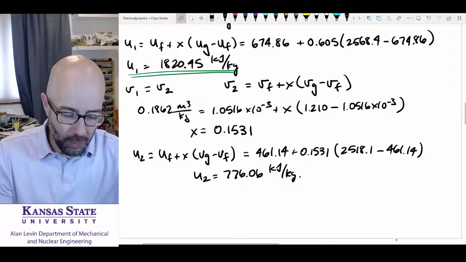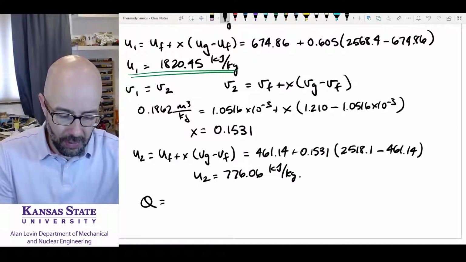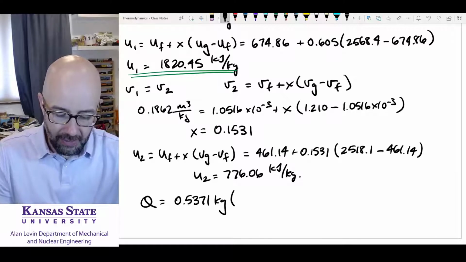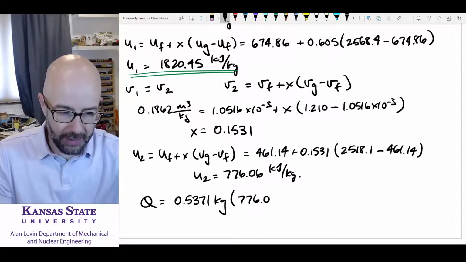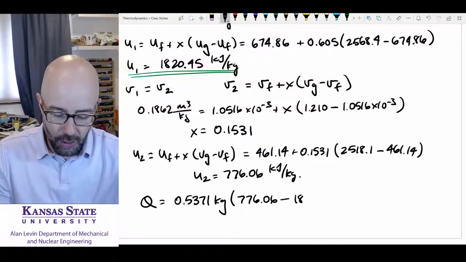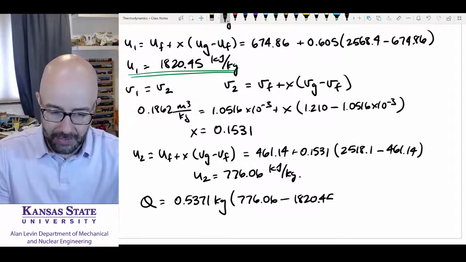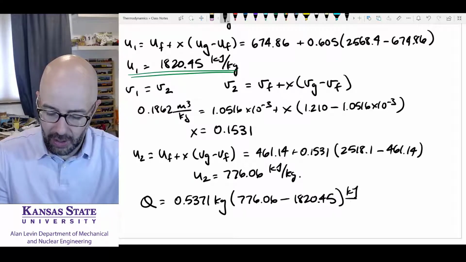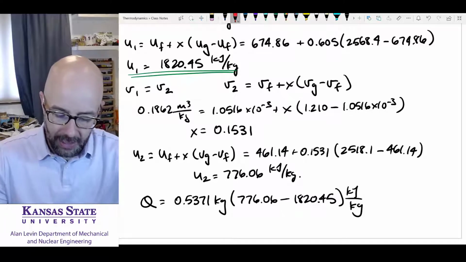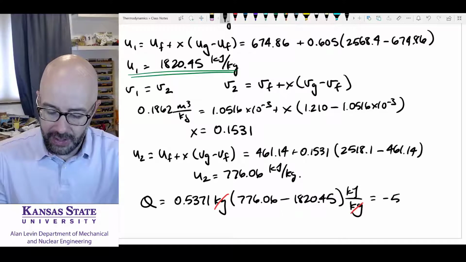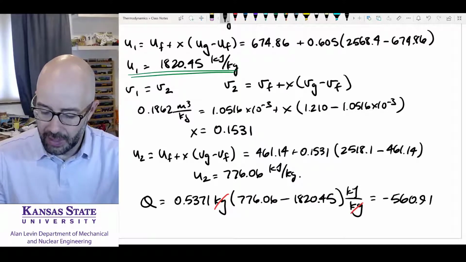and so we can say that Q, heat transfer, is equal to 0.5371 kilograms times 776.06 minus 1820.45. And this is going to give me kilojoules per kilogram. My kilograms are going to cancel, and I'm going to have in here minus 560.94 kilojoules, and that makes sense to me.